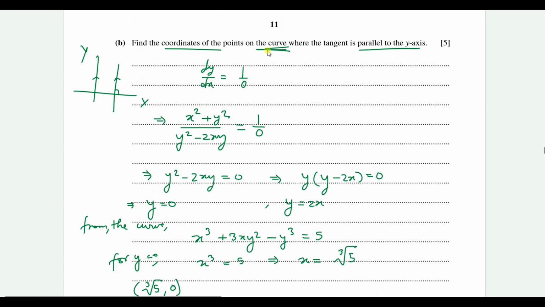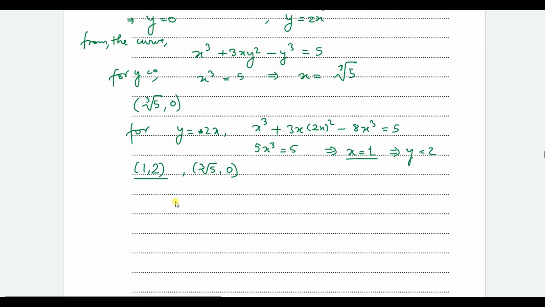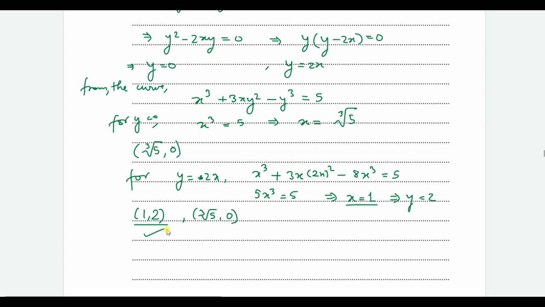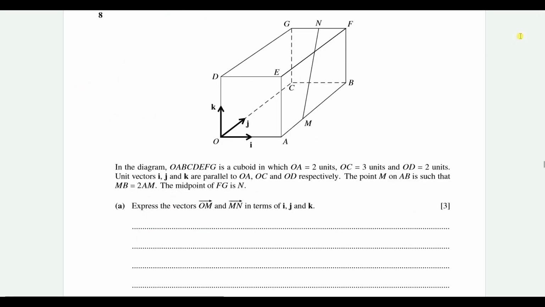Now we have to see the question again. It says find the coordinates of points. So there are 2 points. One point is this, another point is this. I hope it is clear. So let's discuss the next question.